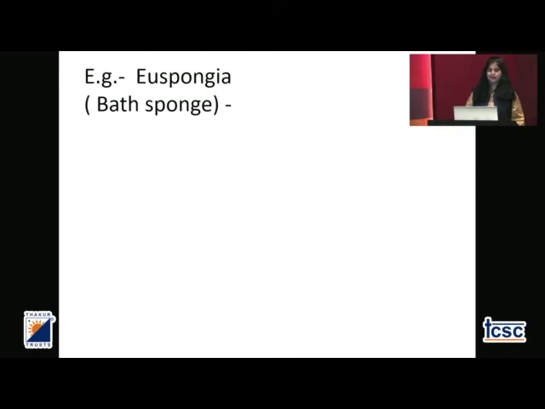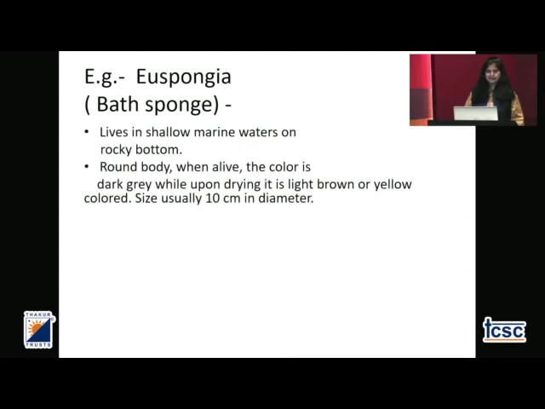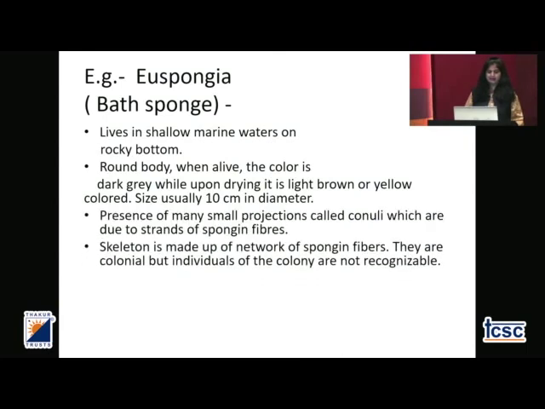The example we are going to take from this is bath sponge, which is called as Euspongia. It is actually a colonial form known for living in shallow marine water. Usually on the rocky surfaces they are found. Body is more or less rounded. The color when they are alive, it is grey, light grey, dark grey, and when they die after drying up, the color is either yellowish or brownish in nature. They are known for growing up to 10 centimeters in diameter.